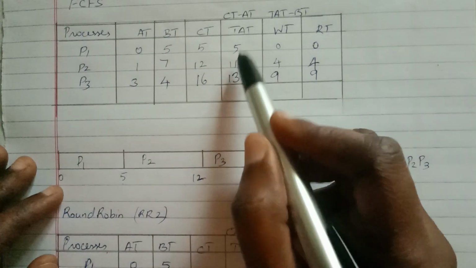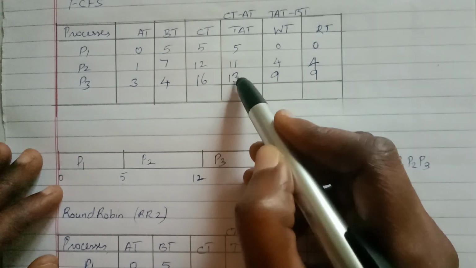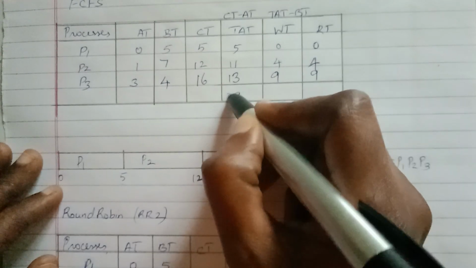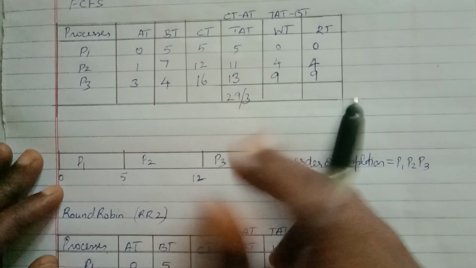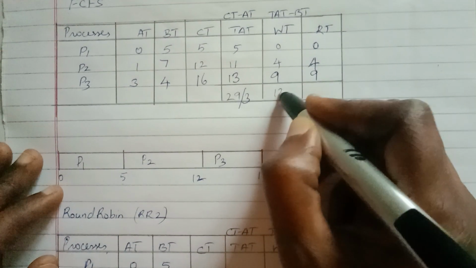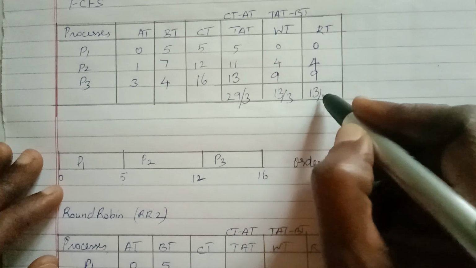The average turnaround time will be 5 plus 11 plus 13, which is 29. So 29 by 3 is the average turnaround time. The waiting time will be 13 by 3, and the response time also 13 by 3.